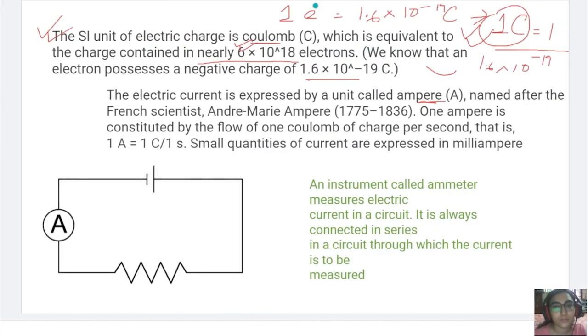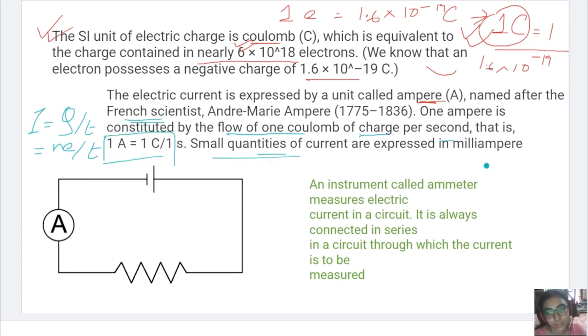So we've talked about Coulomb. We know now that current can be expressed as Q by t or as ne by t. Okay. So the SI unit is ampere, named after a French scientist. 1 ampere is constituted by the flow of 1 coulomb of charge per second. That is this one. Okay.